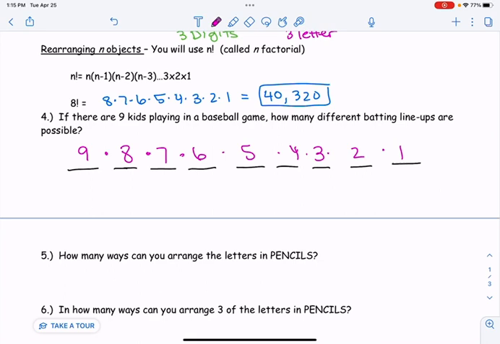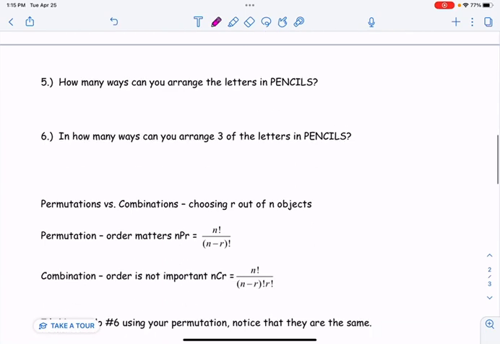Or I could have said, hey, I'm rearranging 9 objects. How many ways can I rearrange 9 objects? So that would be 9 factorial. And again, hit 9, math, go over to probability, and down to number 4 for your factorial key. And 9 factorial is 362,880 ways I can rearrange that lineup of 9 kids. We can do this same idea with rearranging anything, from a batting order to how people sit in a row to the letters and words.